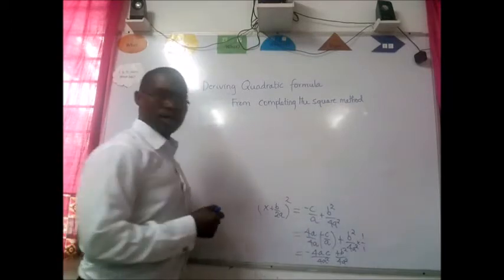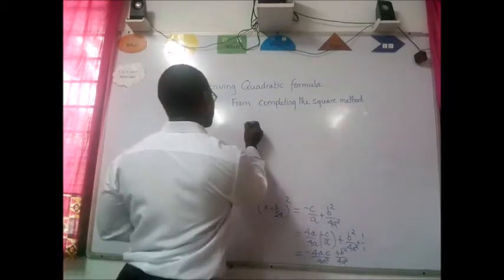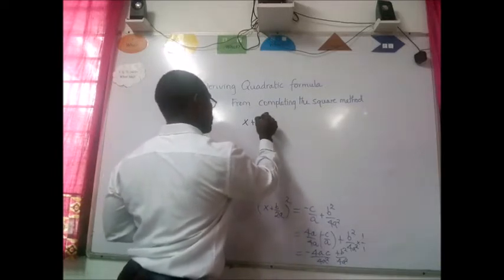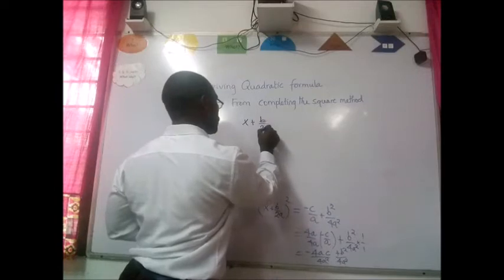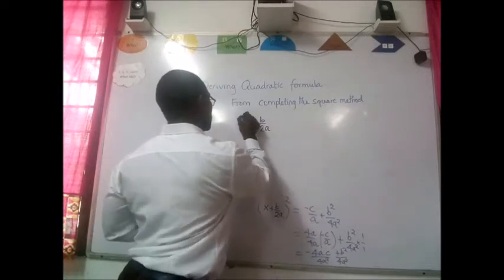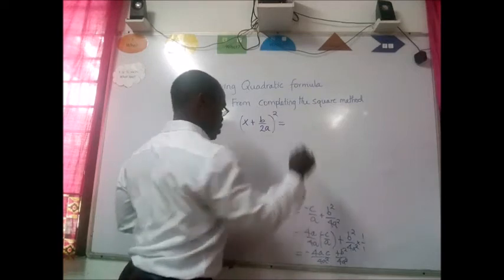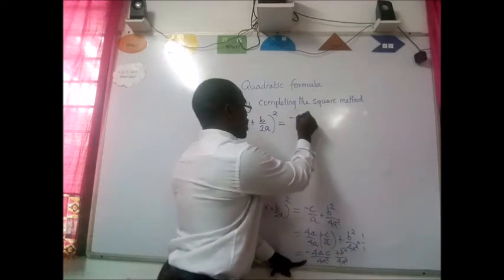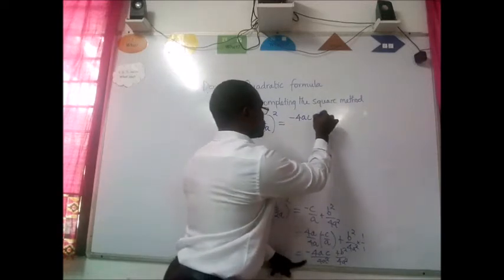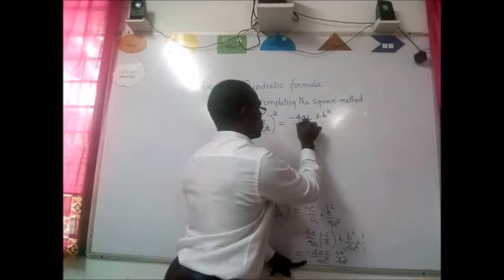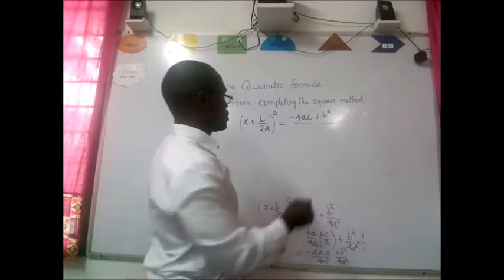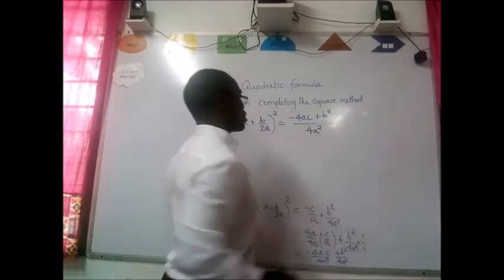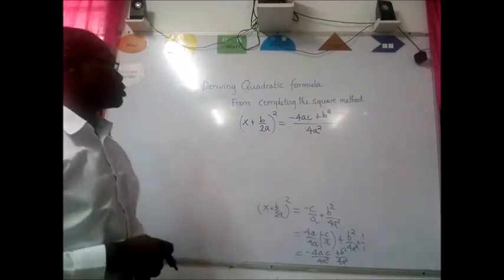Okay, so now what we say, x squared, sorry, not x squared, x plus b over 2a squared. Now we are here, as you can see, negative 4ac plus b squared over, now because we get a common denominator, which is 4a squared. This is our common denominator.